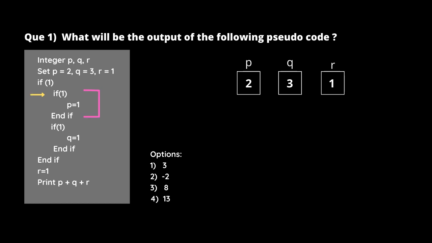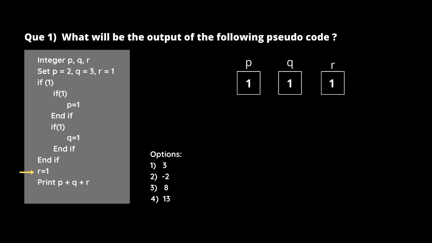Now again we have condition if 1. So this condition is again considered as true. So because this condition is true, the statement P equals 1 will be executed. And because of this, the value of P will now become 1. Once the value of P becomes 1, we will move to the next if block. In this if block, the condition is again if 1, which is again true. So the statement Q equals 1 will be executed, and because of this, the value of Q will become 1.